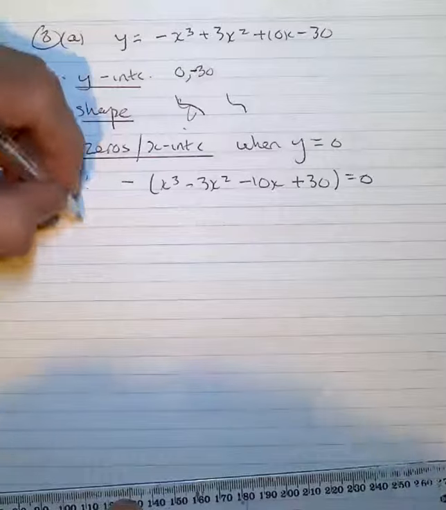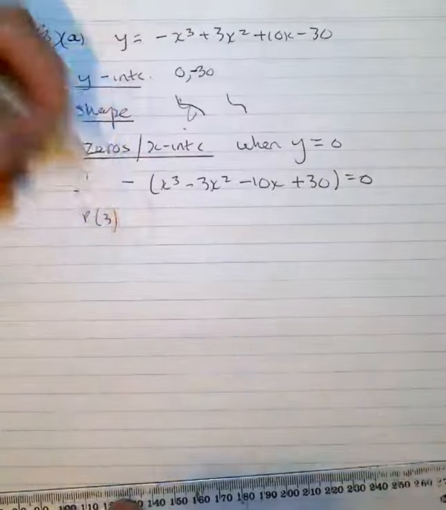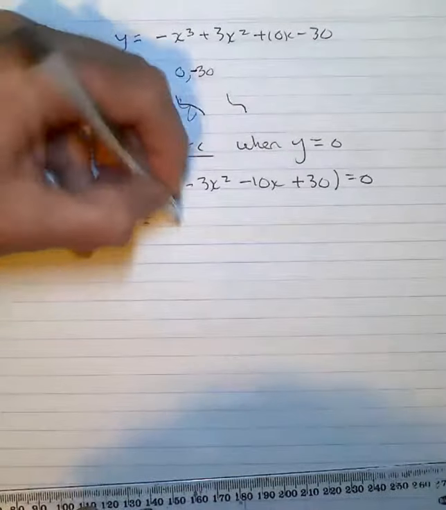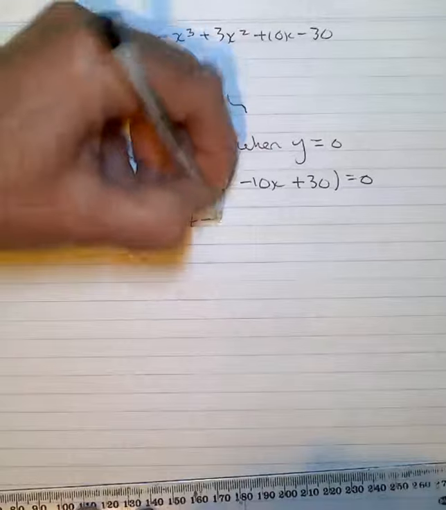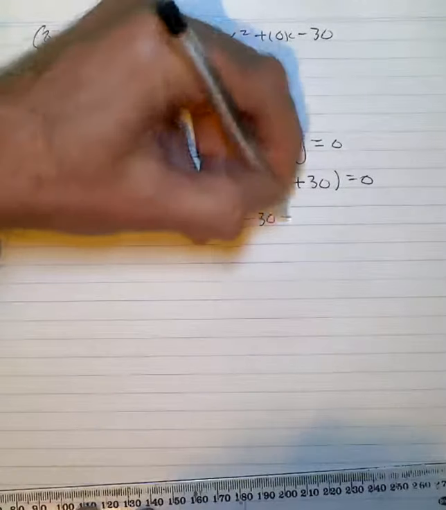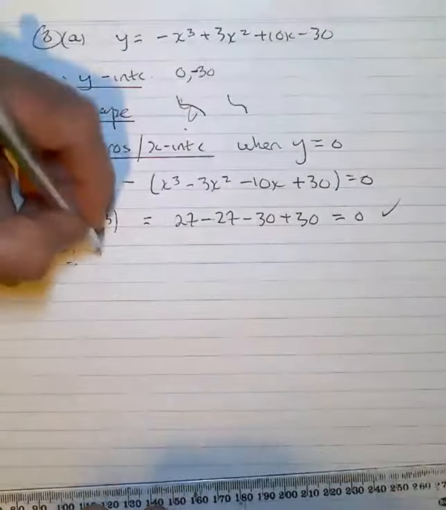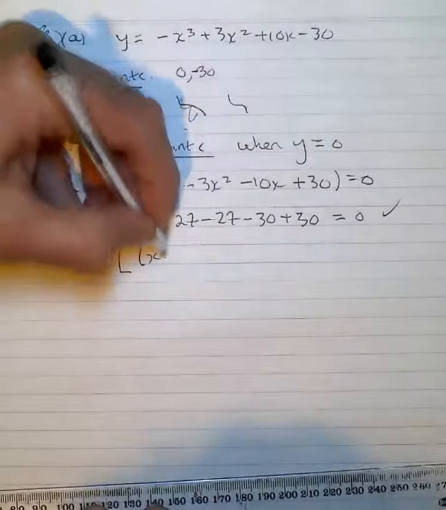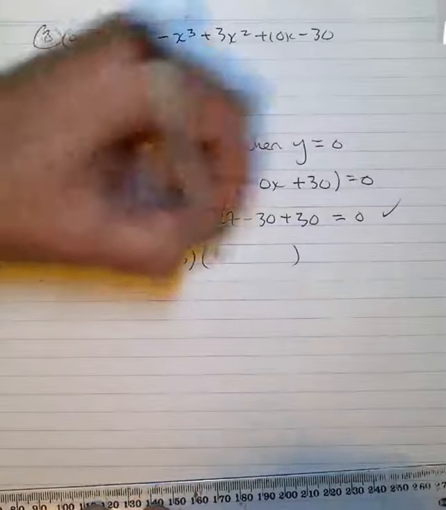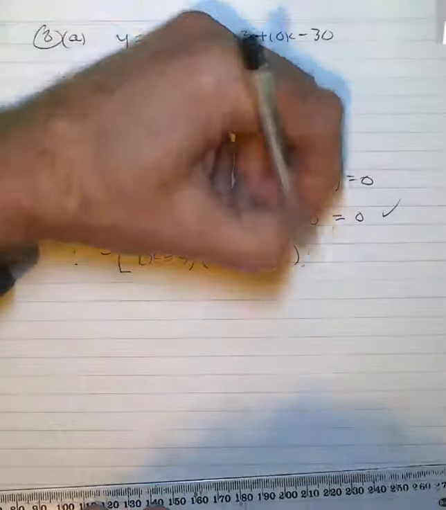Now, to cut a long story short, I think P3 might actually work. That's 27 minus 27 minus 30 plus 30 is equal to 0. So therefore, I've got x minus 3, and I'll have a quadratic in the middle.